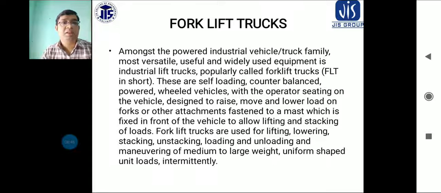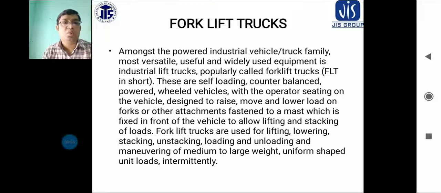Basically, these are self-loading, counterbalanced, powered trucks. Self-loading means no separate equipment is required for loading and unloading. Another thing is that power is required, and hydraulic power is used in the forklift trucks. They are wheeled vehicles, with the operator seated on the vehicle, so movement depends on the operator.